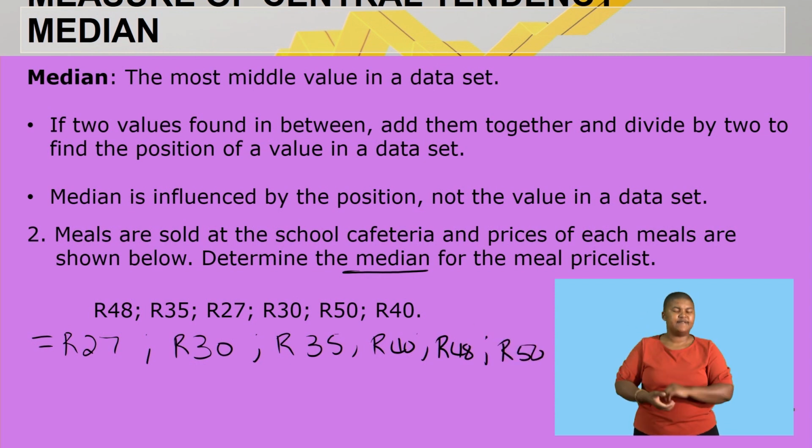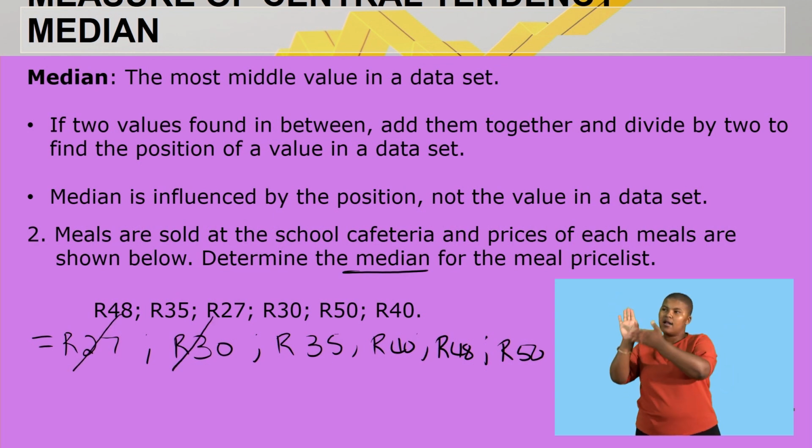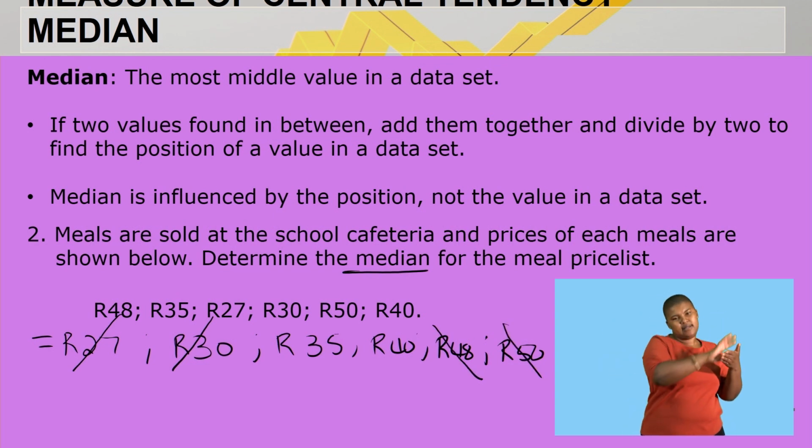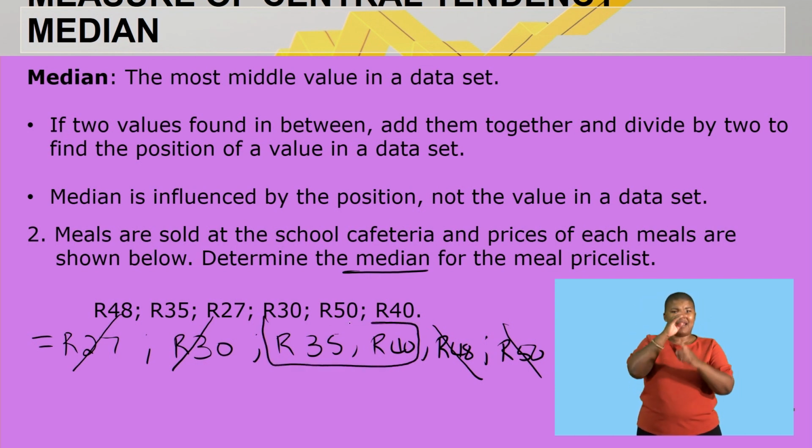Now let us equate left and right. We have cancelled 2 values on this side, and 2 values on this side. We can no longer continue to cancel out, because if we cancel them out, we will not be left with any value in between. So now we are going to take these 2 because they are the ones that are in between.